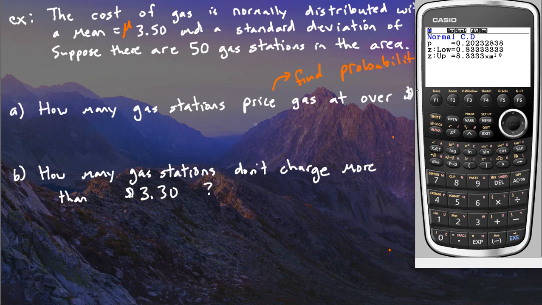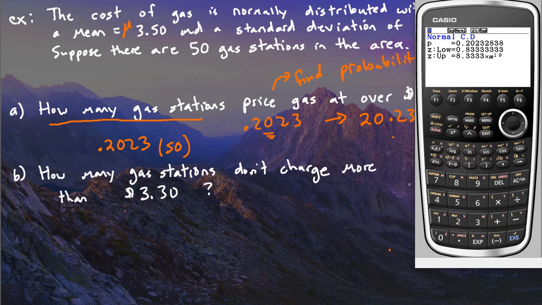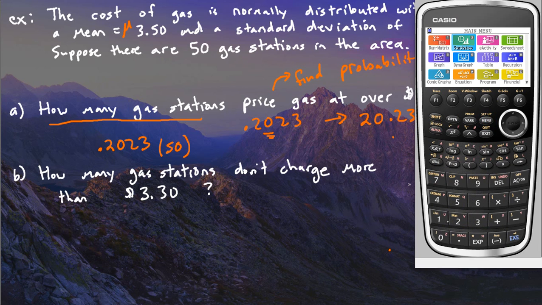Okay, so I have 0.2023, and that's 20.23%. Now that's the probability that we find a gas station that charges that much, but the question asks how many gas stations charge that much. So I'm going to do 0.2023. I'm actually going to use the decimal, and I'm just going to multiply by 50, because there's 50 gas stations, and there's about a 20% chance that we have a gas station that does this.